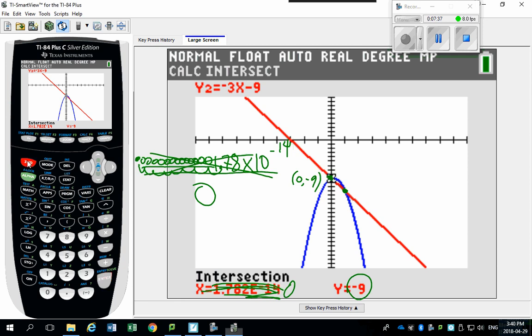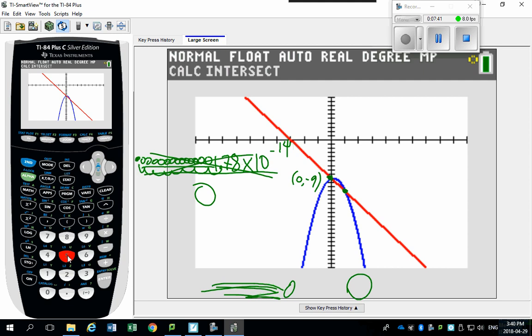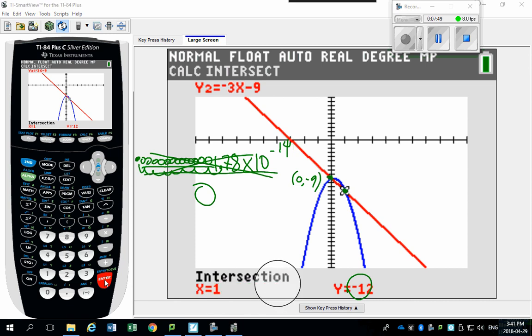All right, here we go. Second calc, let's find the other one. Again, intersect 5, and let's find this guy over here. Enter, enter, enter, and we'll find out, oh, that's so much prettier. And there is our answer of (1, -12), which is exactly what I found algebraically.